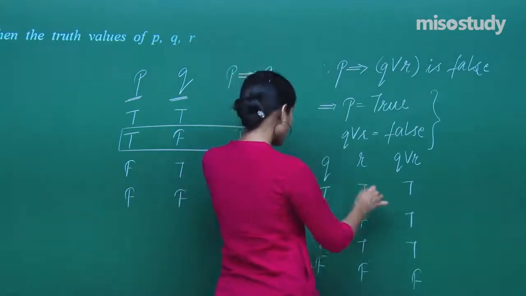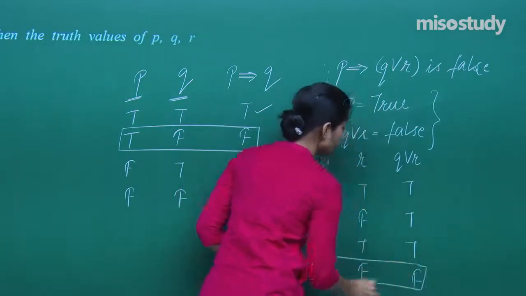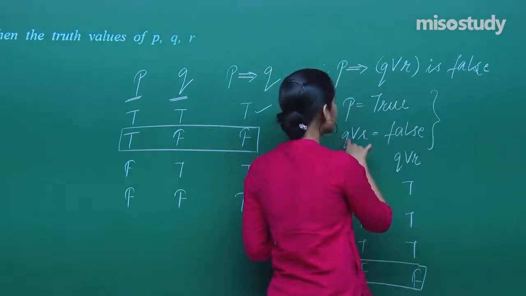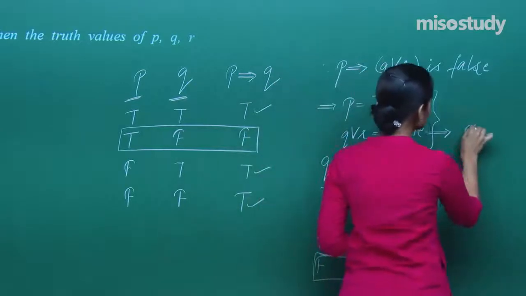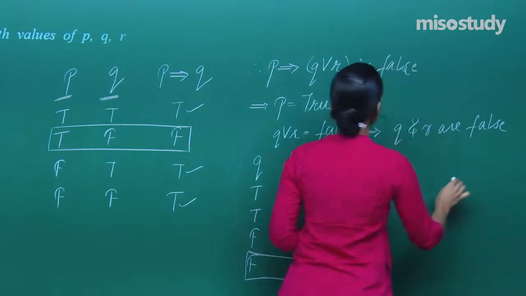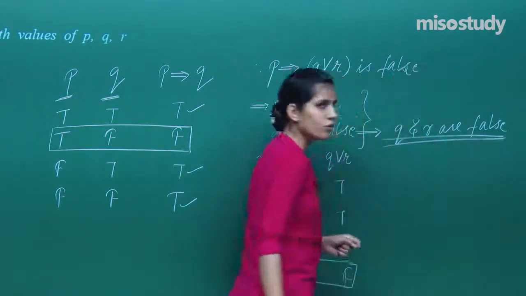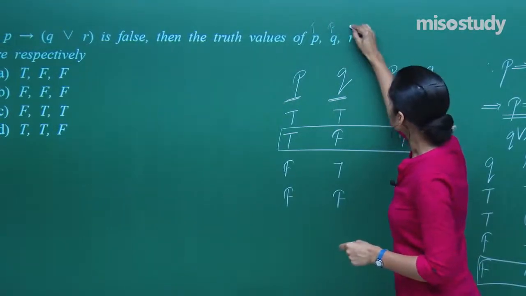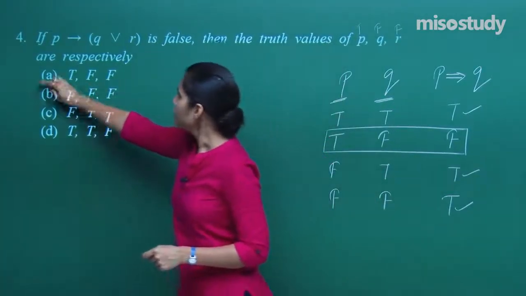It is given that Q or R is false, but Q or R is false only and only when both Q and R are false. So if this is false, that means P is true. This can be false only when Q and R both are false. Therefore, what are the truth values of P, Q, R? P is true, Q is false, R is false, for P implies Q or R to be false. So T, F, F is the answer.